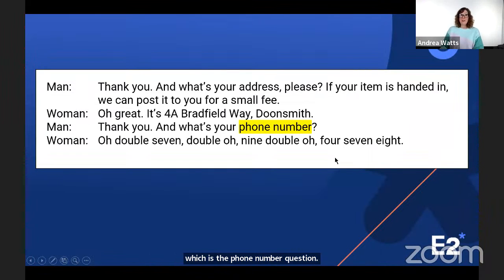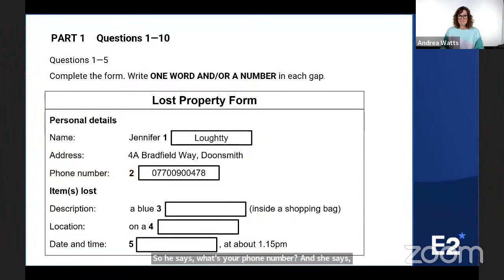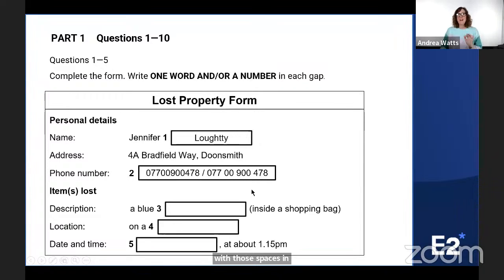So he says, what's your phone number? And she says, 077 00 900 478. So you could write it like this in one long continuous number. You could write it something like this. Maybe because that's the way she said it, you might write it with those spaces in between. It doesn't matter. As long as you write the right numbers in the right order, your answer will be correct. Spaces or no spaces.